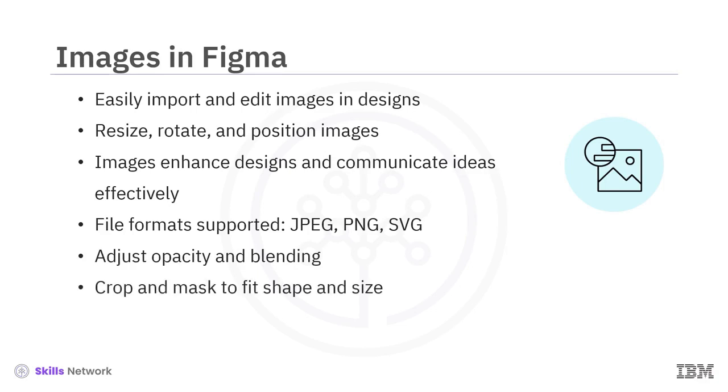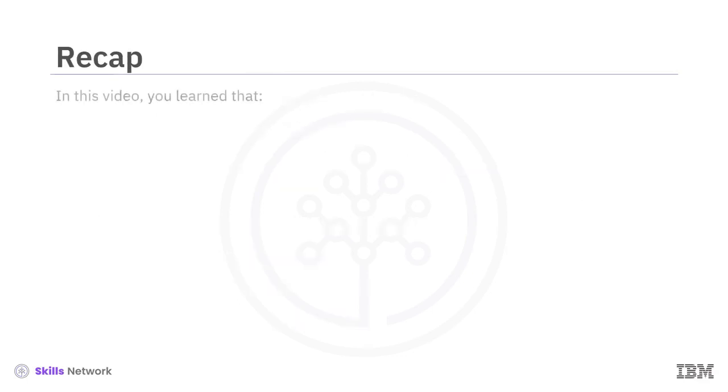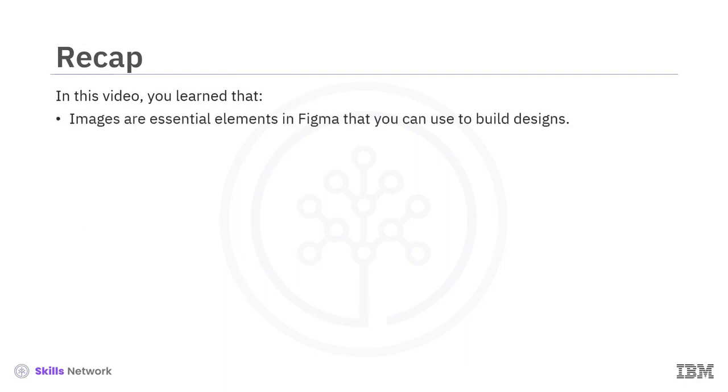You can crop and mask images to fit the desired shape and size, giving you more control over image display in the design. Add effects to images, such as shadows and blurs, to give them a more polished look. In this video, you learn that images are essential elements in Figma that you can use to build designs.